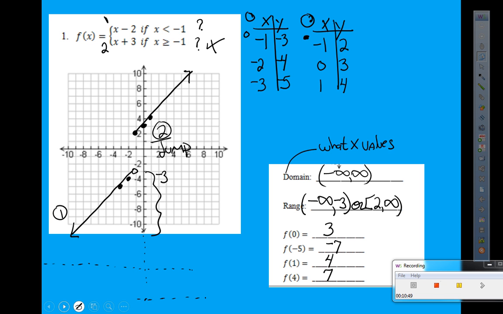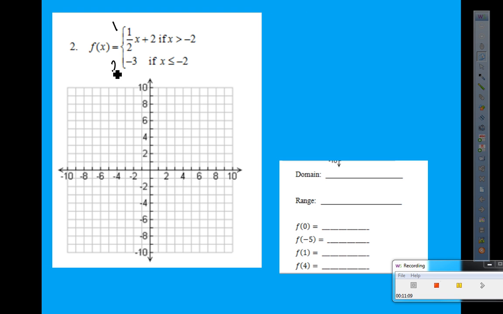I got 1/2 x plus 2. And I got negative 3 if x is less than 2. So let's call that equation 1, that equation 2. Now I'm going to set up my little xy charts again. So there's xy, xy. Here's my chart for equation 1, my chart for equation 2. So draw those real fast if you would.